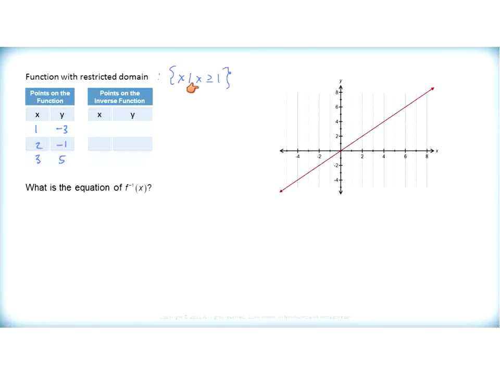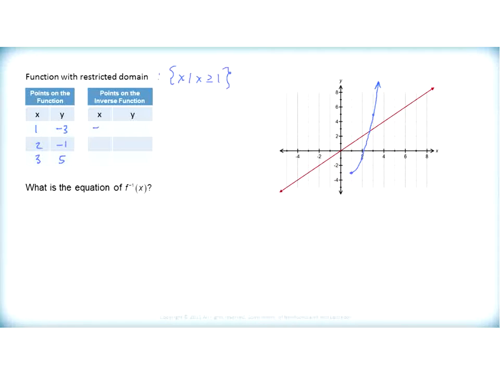And you see that what I've done now is I'm only going to graph half the parabola. And it's going to be the right side of the parabola. Let's do that. (1, -3), (2, -1), and (3, 5). You can see that I've now graphed just the right side of my parabola.